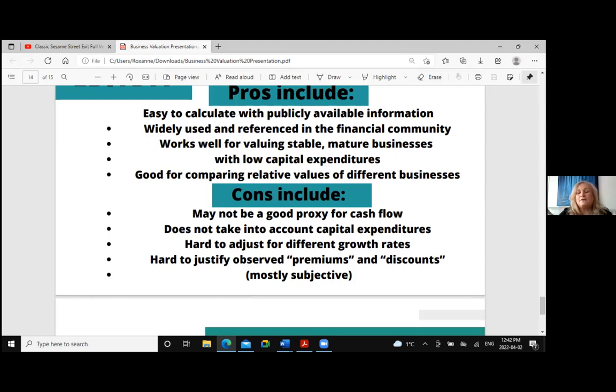That's where it comes down to the person doing the valuation. It's important that they have a really good conversation with the seller, or the buyer if that's the case, to get those numbers, because it can tweak and adjust slightly. Hard to adjust for different growth rates.